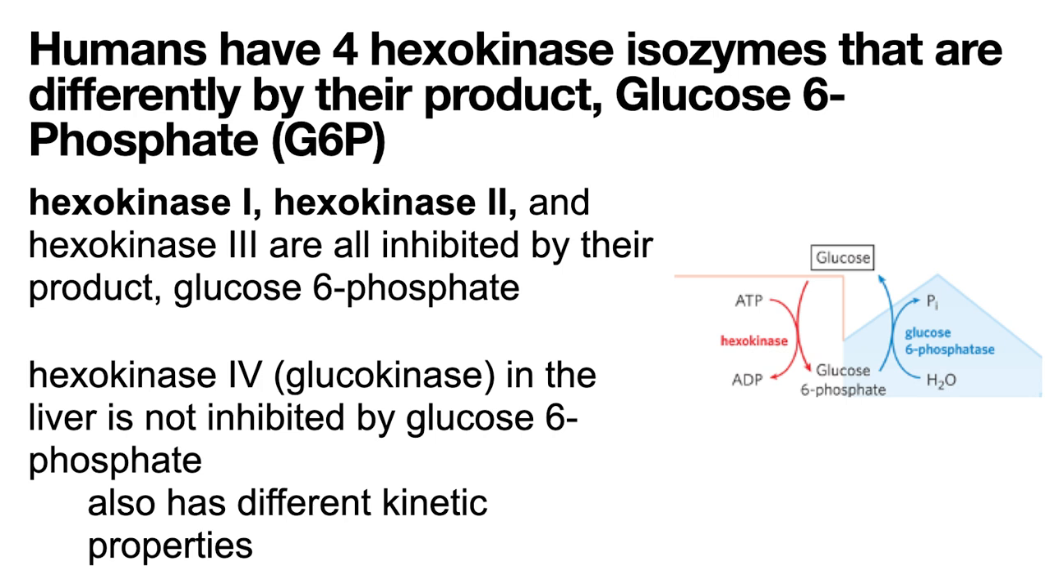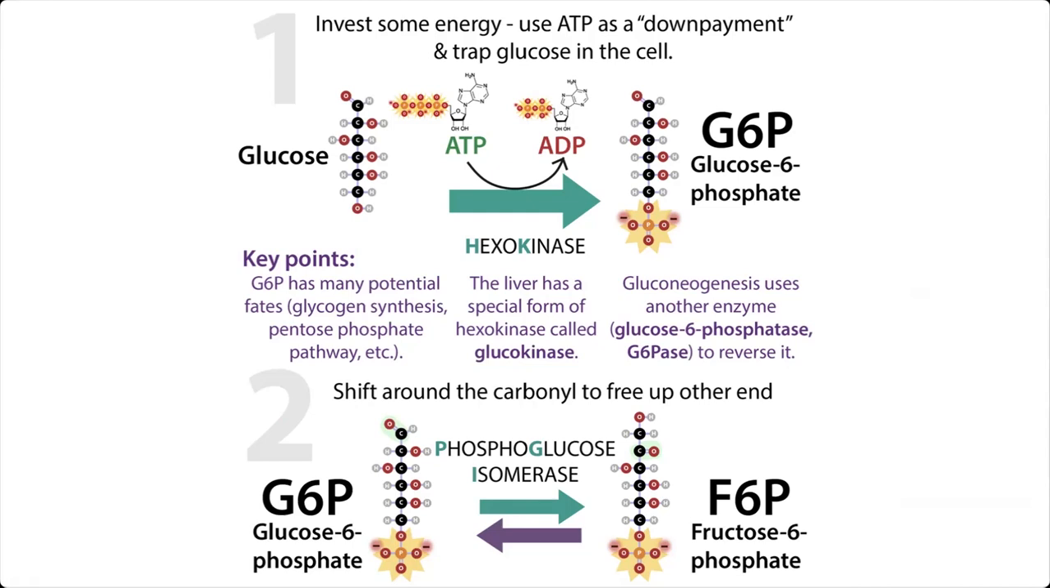You will want to prevent this stuff from happening if you don't want the cells to take in too much glucose. But if you want the cells to take in glucose, well, now you're going to phosphorylate it. You're going to keep it in the cells. You're going to do this using hexokinase. And the form of hexokinase in your liver is called glucokinase.